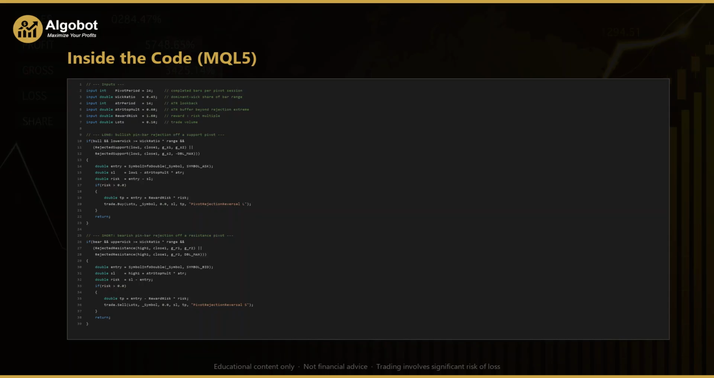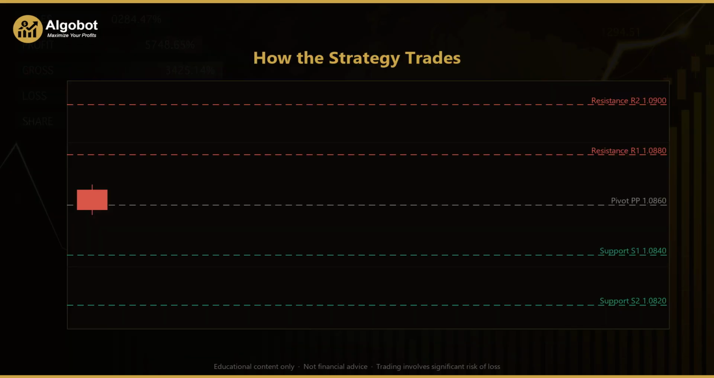Notice that both sides return immediately after sending, keeping the logic to one clean position at a time. That is the entire decision, laid out plainly in code. Now let's bring it all together on the chart.